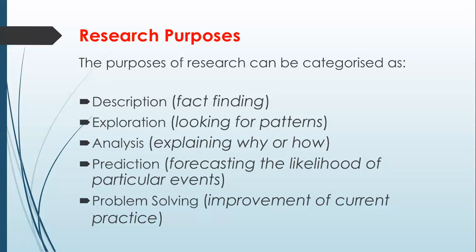Fact finding is a form of research, and that will give you the kind of method you are going to use to collect your data. So the purpose will determine the type of method you are going to use to collect the information. That's why you need to understand your purpose clearly. Then the second type of research purpose is exploration.